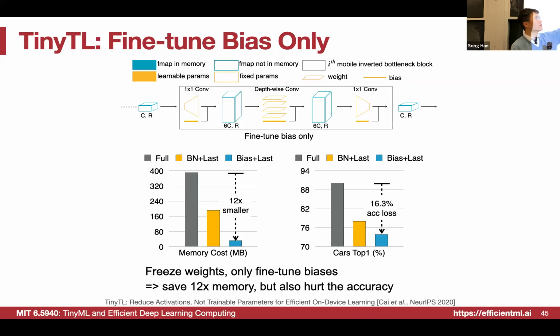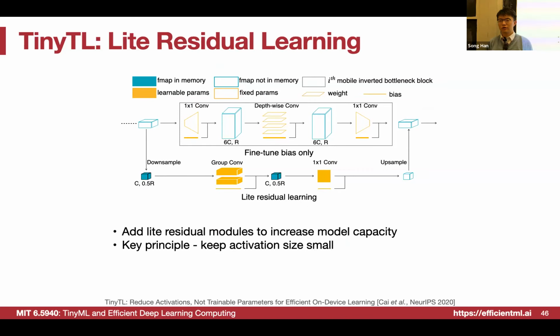So far, we are using a very simple bias, just one scalar value. Can we learn something more powerful and also keep the memory footprint low? Here we can use a new technique called light residual learning. The bias is a kind of residual. So this is the main branch, step by step, and this is the residual branch.